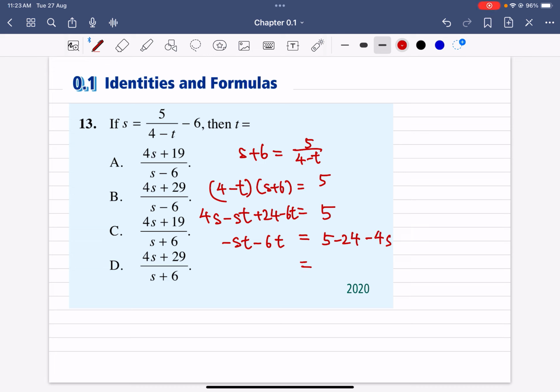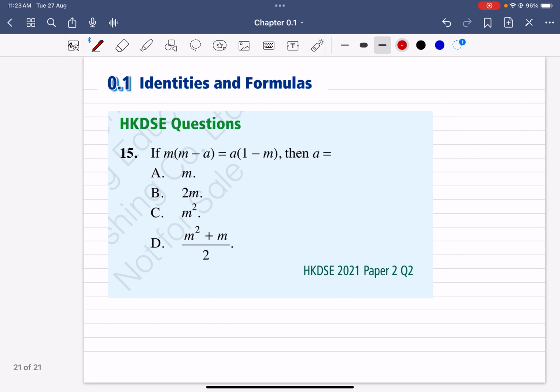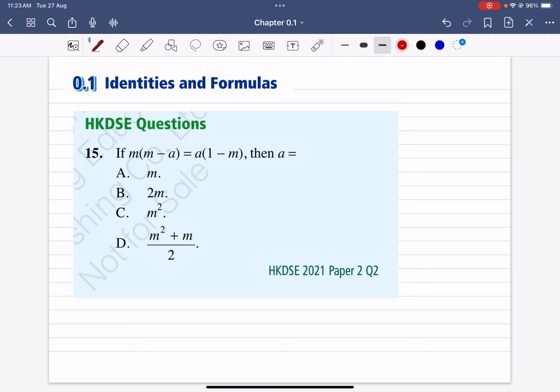So in this case, you can see the negative sign. So let's say all these terms are in the negative sign. So basically, you can think about that each term times negative 1. So you have st plus 60 equals 4s plus 19. Okay, just change the position. And then for t, you have to divide by s plus 6 and then 4s plus 19. So t equals 4s plus 19 over s plus 6. The answer is C.